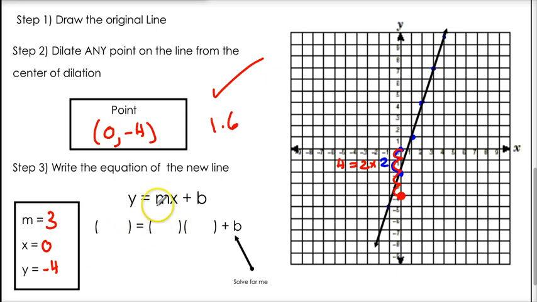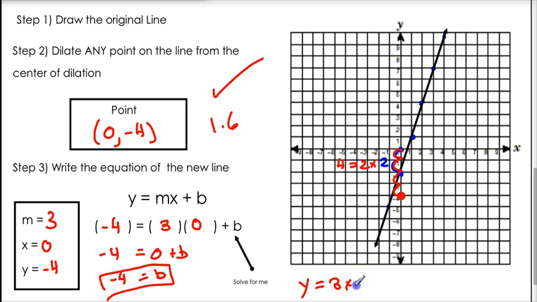We plug into our formula, y equals mx plus b. So it's negative 4 equals 3 times 0 plus b. Negative 4 is equal to 3 times 0, which is 0, plus b. And we get negative 4 is equal to b. We'll write our final equation. Y equals, our slope is 3, so 3x, and our b is negative 4.